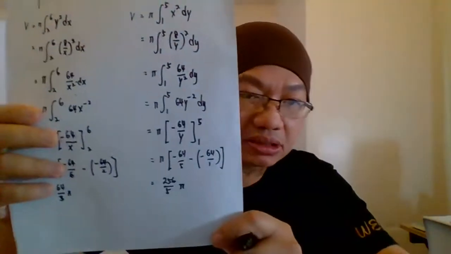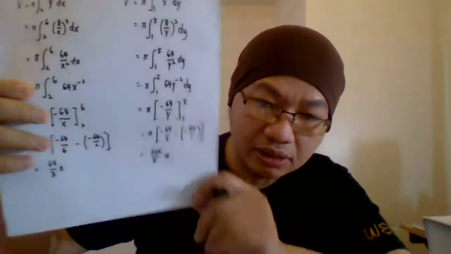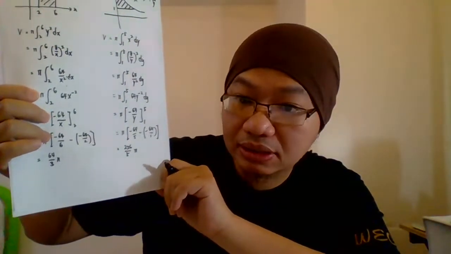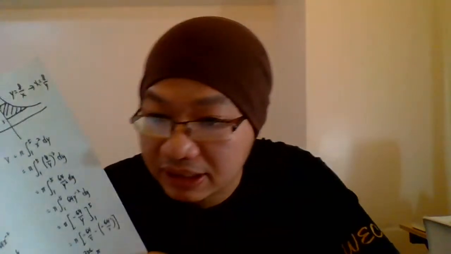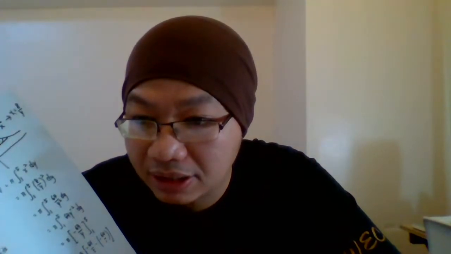Okay, what is the answer? Okay, Alex, 256 over 5 pi. Okay, we assume that is the answer, 256 over 5 pi. Okay, 256 over 5. Okay, 256 or 265? Which one? Okay, there are two different answers here. 256 or 265 over 5?